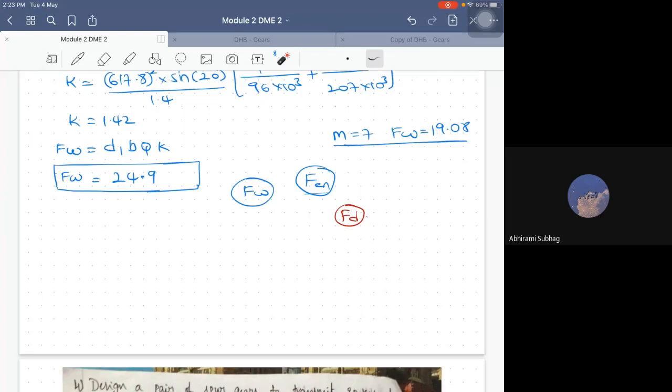Take my words and listen once again. This dynamic load should be less than all the loads you have calculated. It might be wear load, it might be endurance load or some other load also. But the dynamic load should be the minimum of all these.